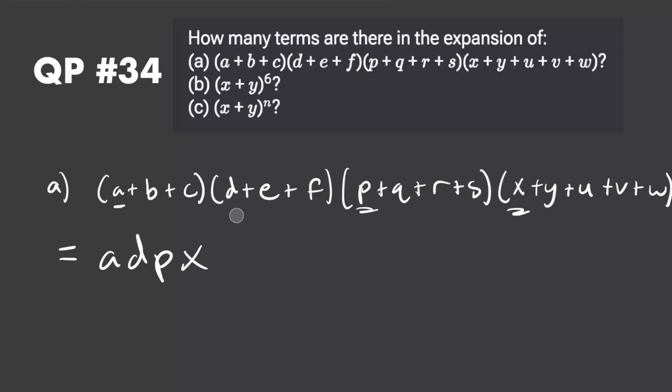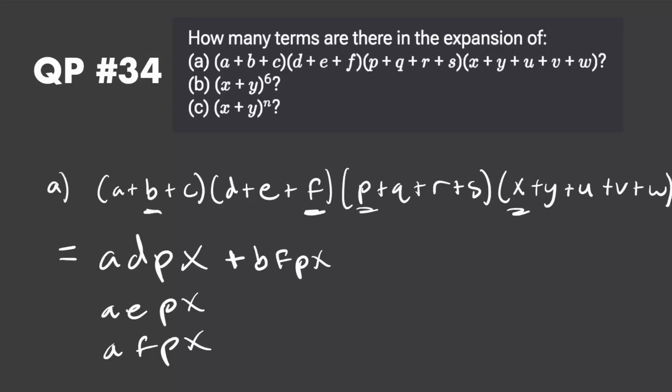And then also we're going to have AE, PX, that's going to be another one of our terms. And then we're going to have AF, PX, and etc. Now we may also have BFPX, and then these terms are all going to be added up. And notice that each term is of length 4 because we have 4 of these up here. So this is actually a really simple problem because every single one of these is unique.